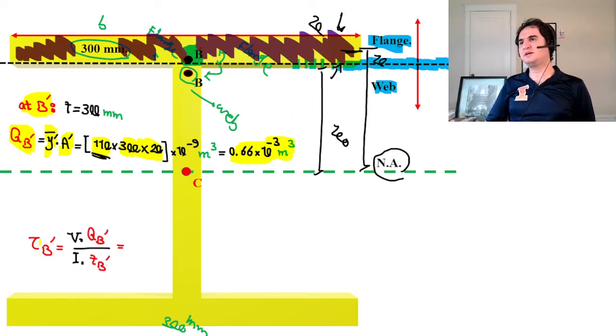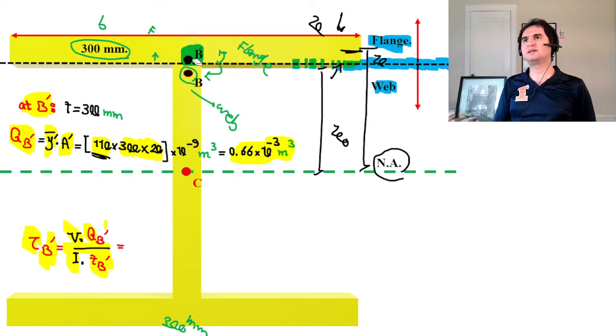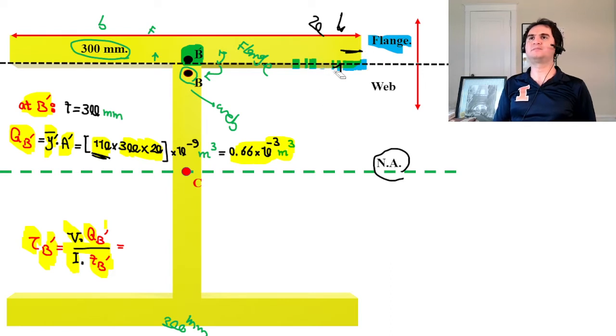And if you calculate tau for B prime, it gives you V times QB prime over I for the entire system, which we already calculated, times the thickness of B prime. B prime, as we already discussed, is on the flange side of our problem. So we just go by the thickness of the flange, which is 300 millimeters.